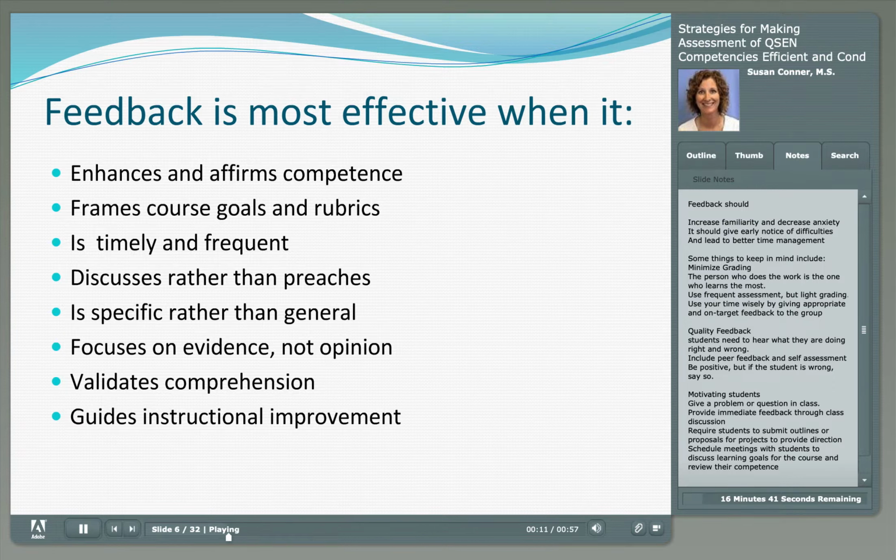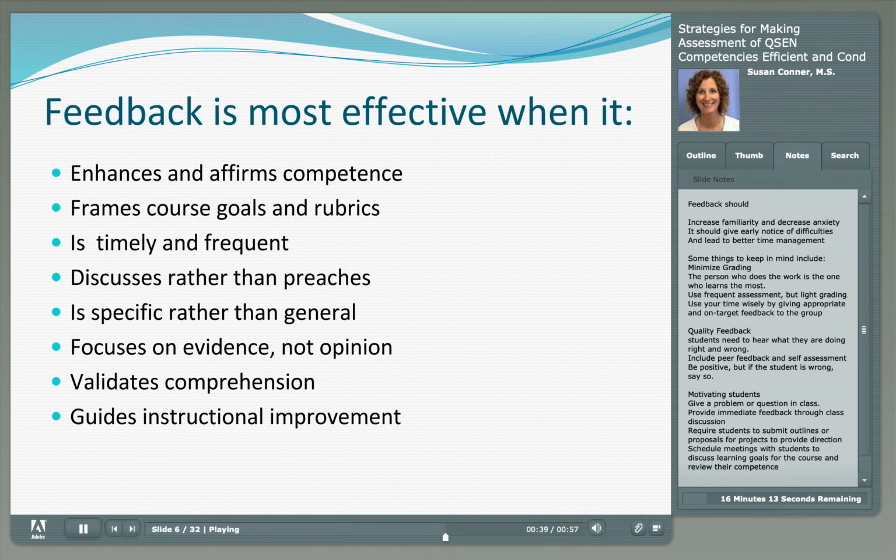Some things to keep in mind include minimize grading. The person who does the work is the one who learns the most. Use frequent assessment but light grading. Use your time wisely by giving appropriate and on-target feedback to the group. Quality feedback: students need to hear what they are doing right and wrong. Include peer feedback and self-assessment. Be positive, but if the student is wrong, say so.